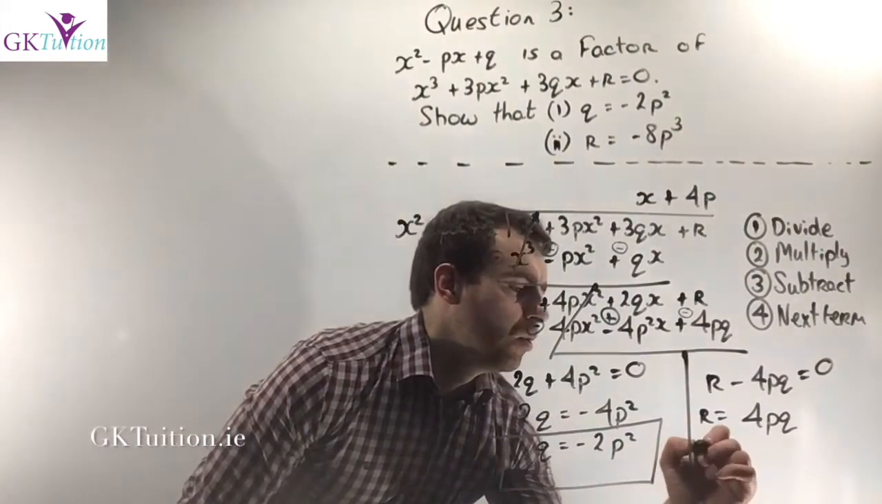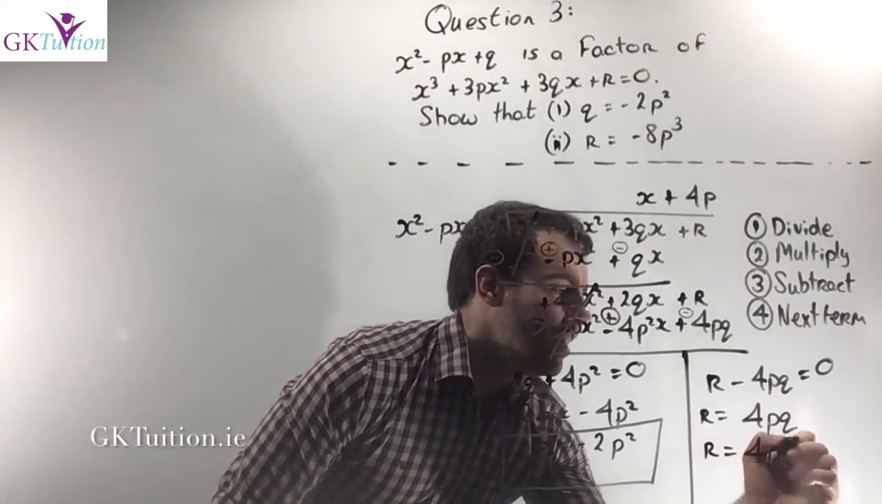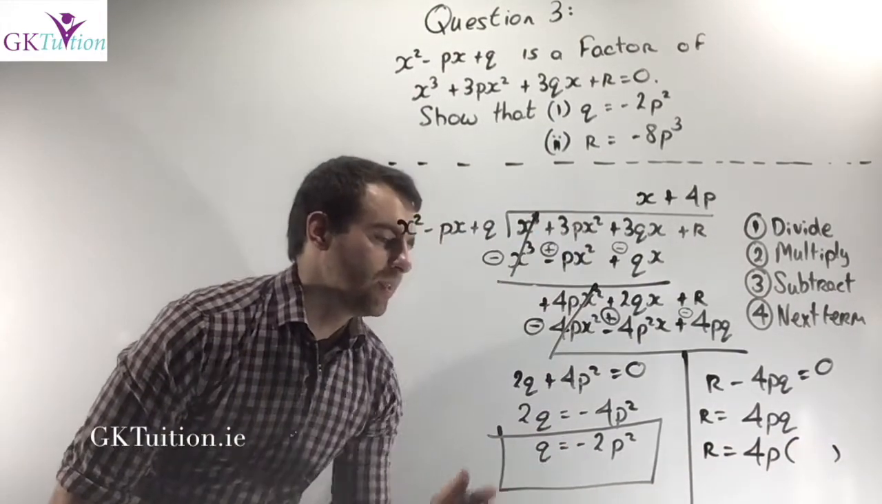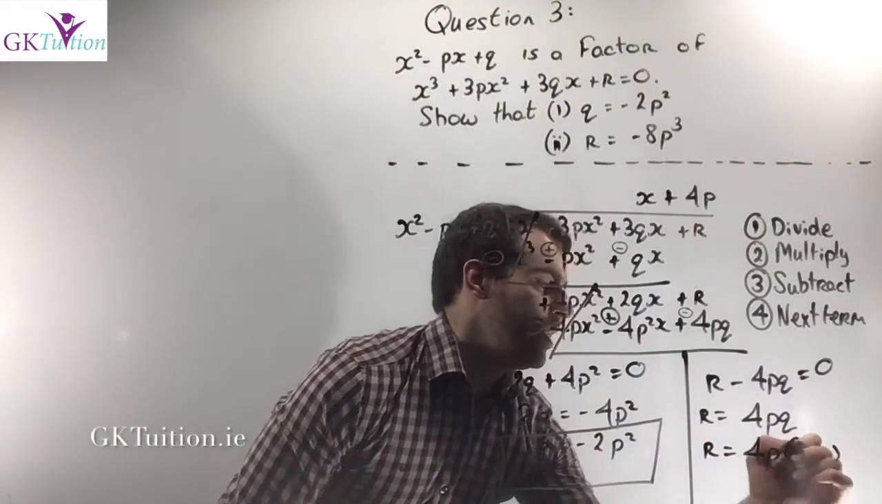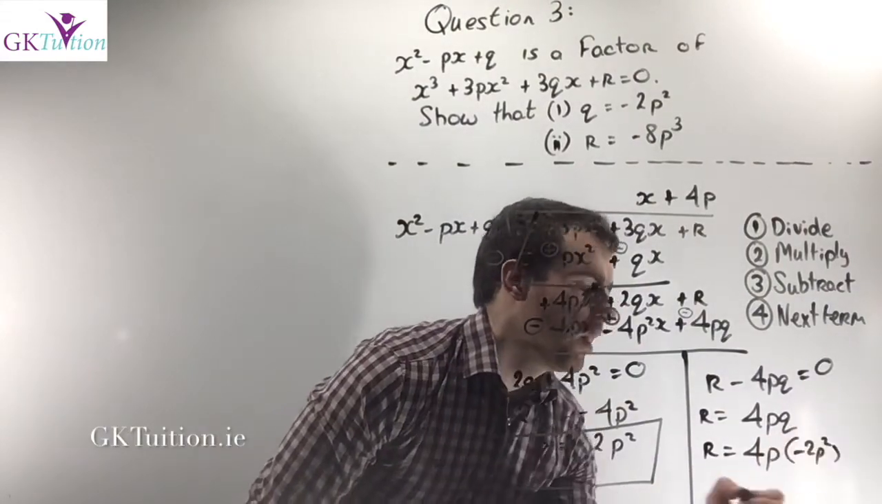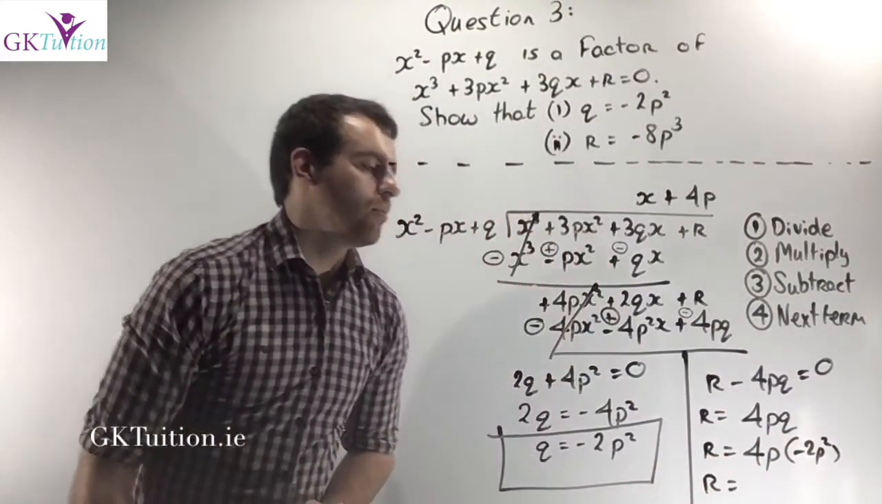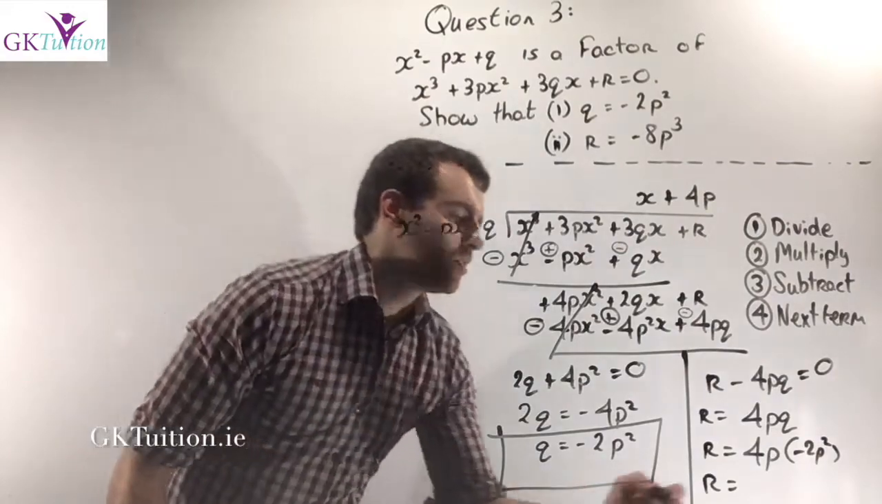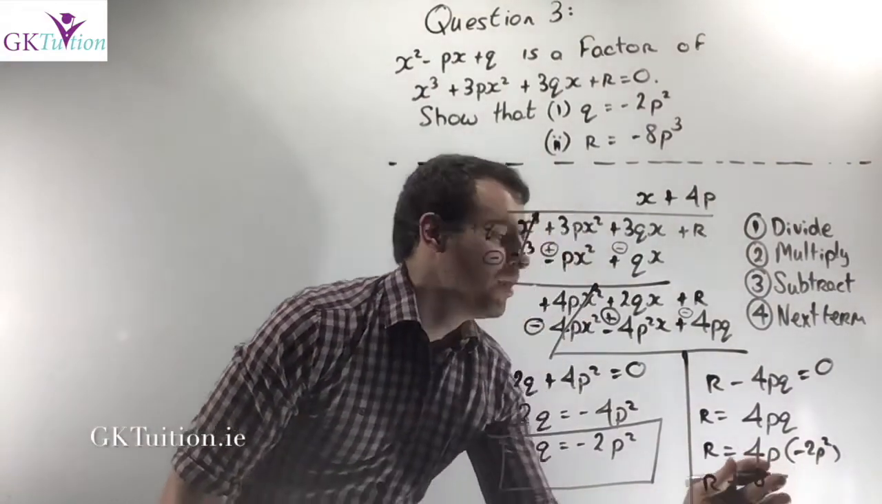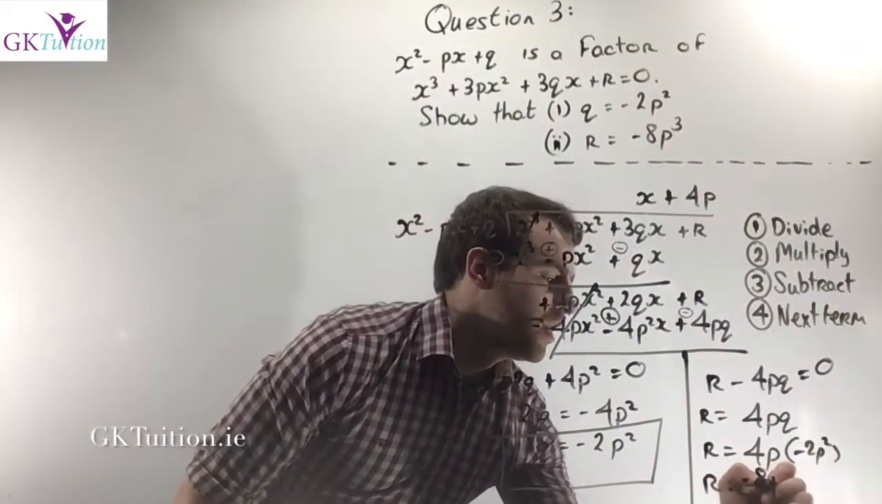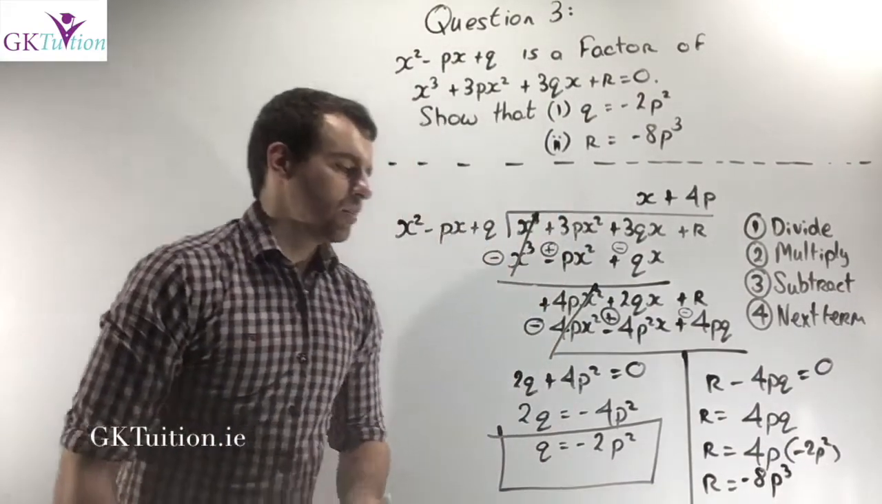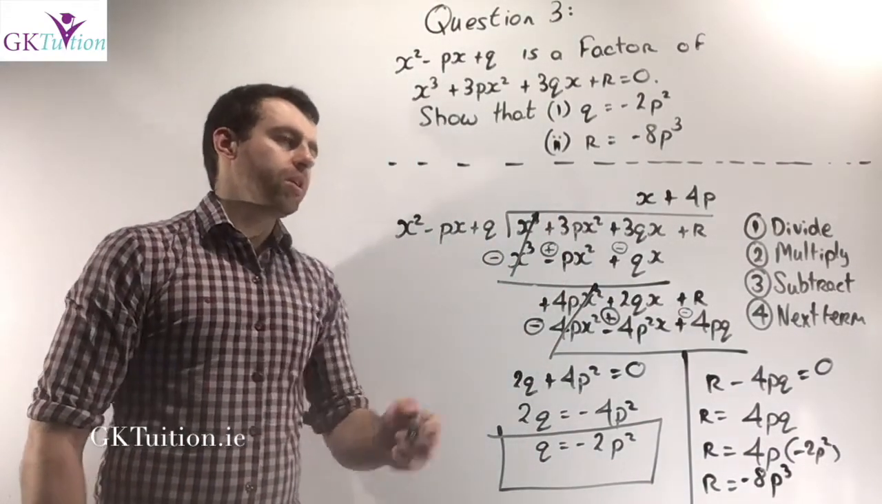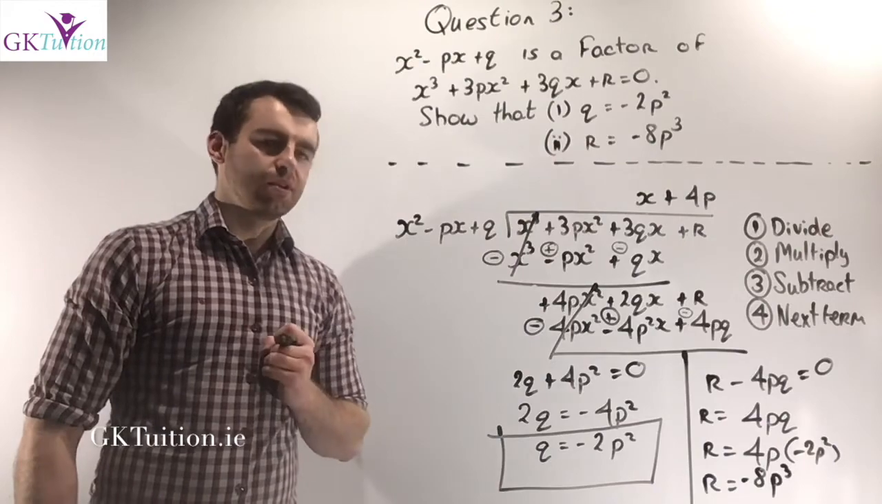I'm going to say that r is equal to 4p, and instead of a q, I'm going to sub in this guy. So it's actually 4p times minus 2p squared. If I multiply that out now, 4 multiplied by minus 2 gives me minus 8. P multiplied by p squared gives me p cubed. So I'm left with r is equal to minus 8p cubed, which is exactly what I was looking for.